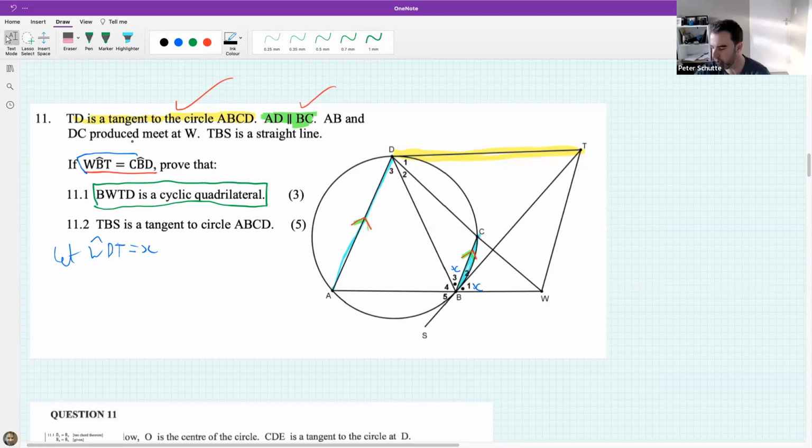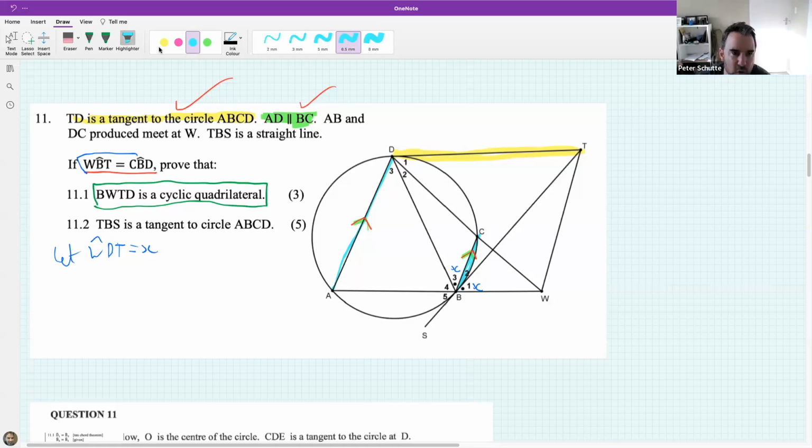Now, what are the three ways we have of proving something's a cyclic quad? It is either opposite angles supplementary, exterior angle equals interior opposite, or the butterfly theorem, if the butterfly shape has two matching angles, or the converse of angles in the same segment. I want you to go hunting and see what you can find in the drawing for me.